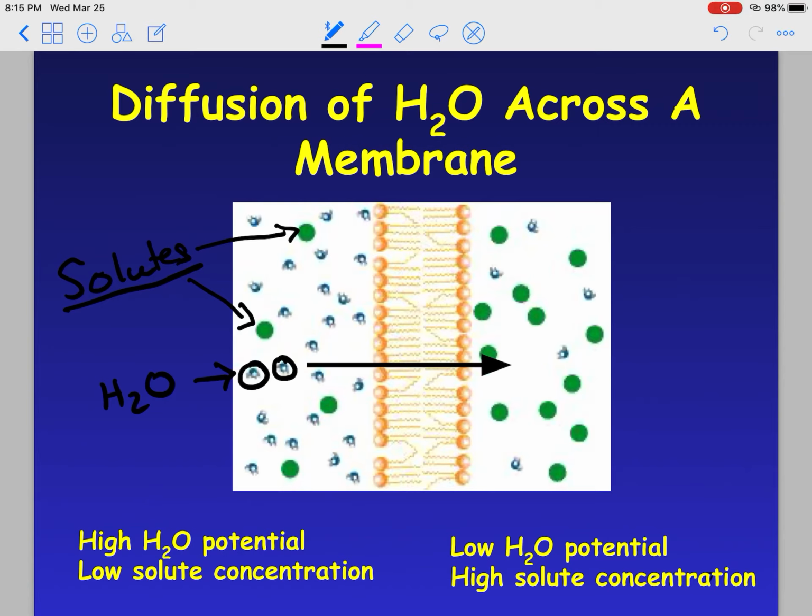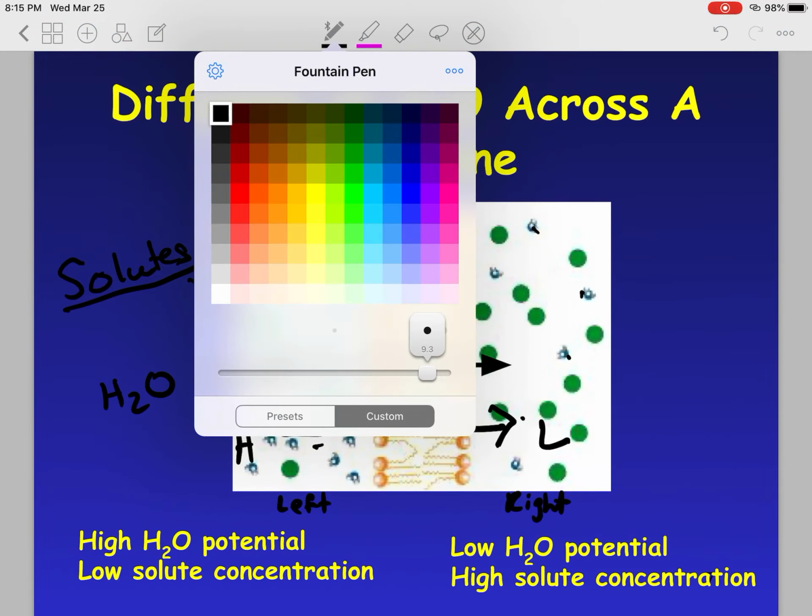All right, so we've got the left side and the right side. If you were going to decide which way the water was going to move, can you guys see that there's a lot more water on the left side than there is on the right side? So the water concentration is high on the left and low on the right, so that causes the water to move to the right.